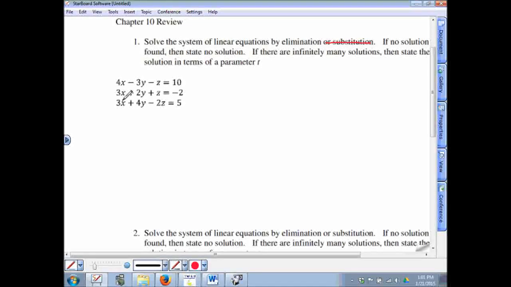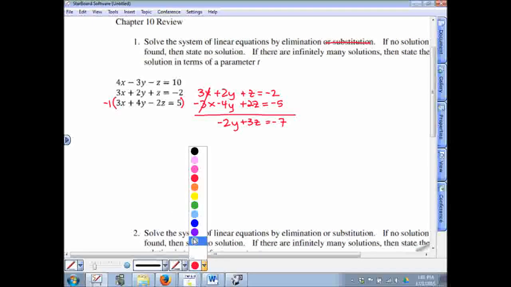So I'm going to try to eliminate x. I notice here that if I multiply the bottom equation by -1, then I get 3x plus, this is the middle equation here. The bottom equation becomes -3x minus 4y plus 2z equals -5. When you add those together, you get -2y plus 3z equals -7.